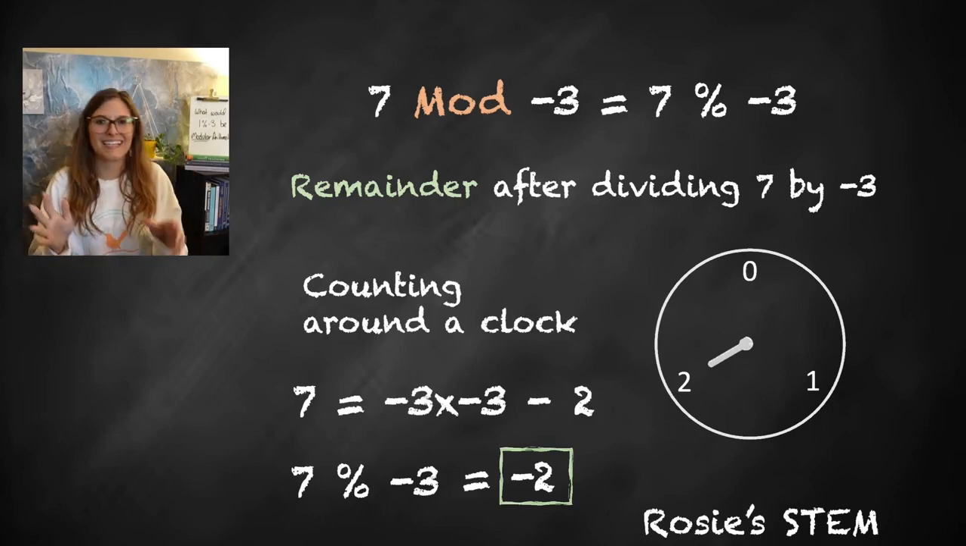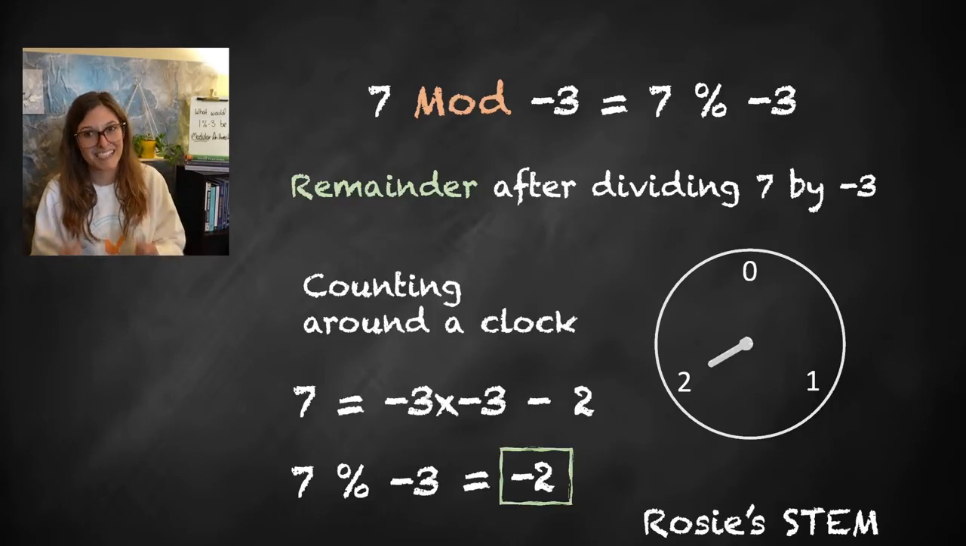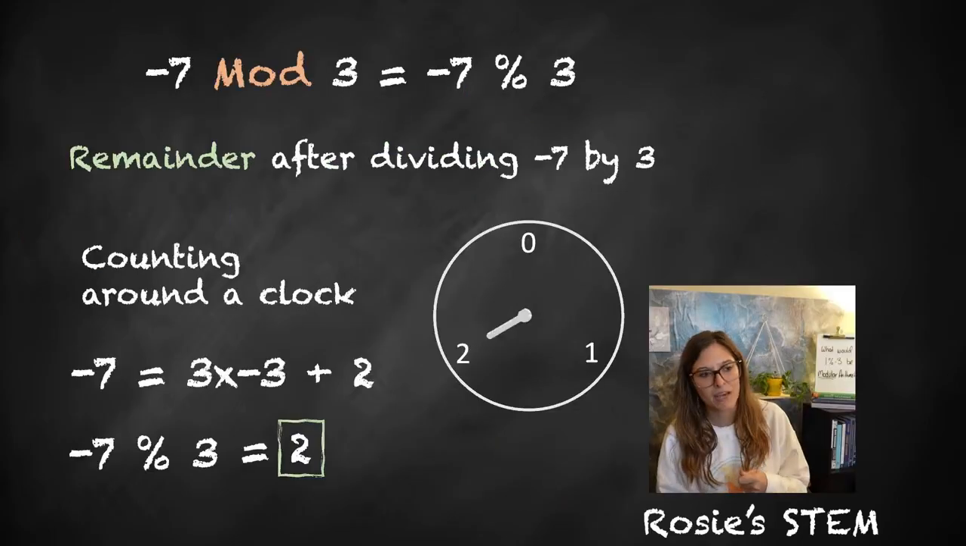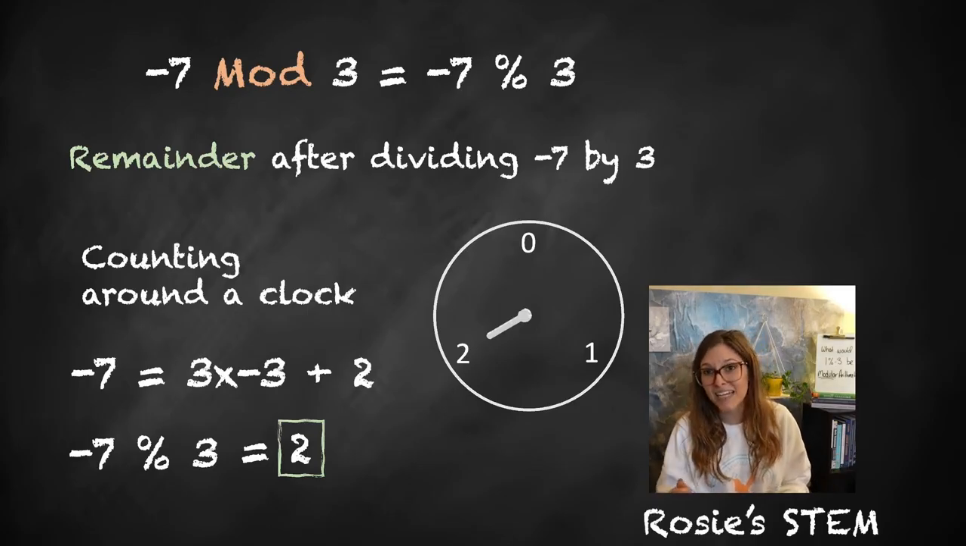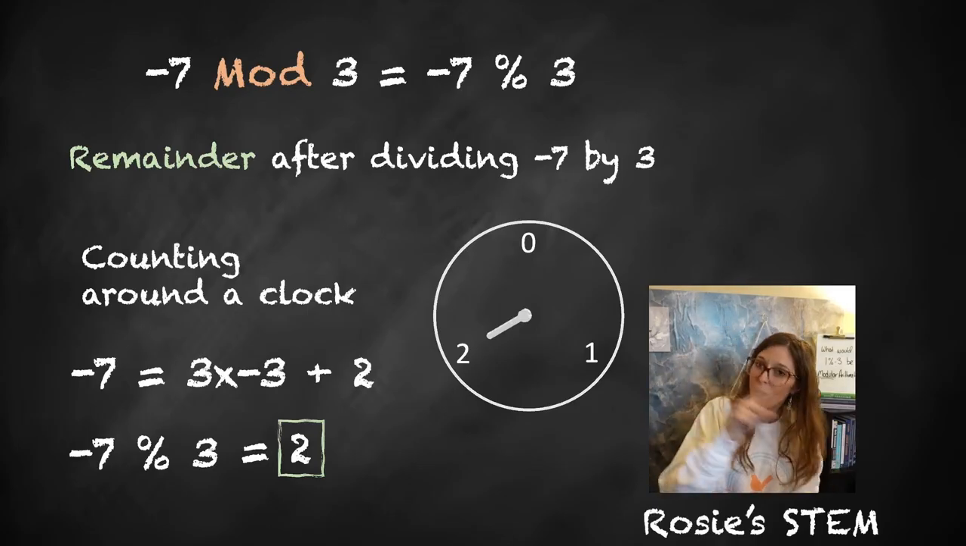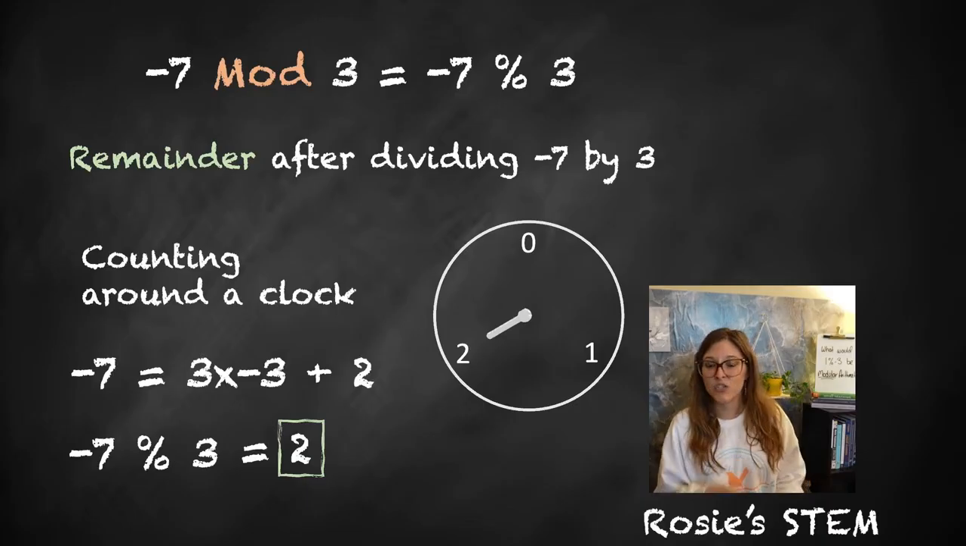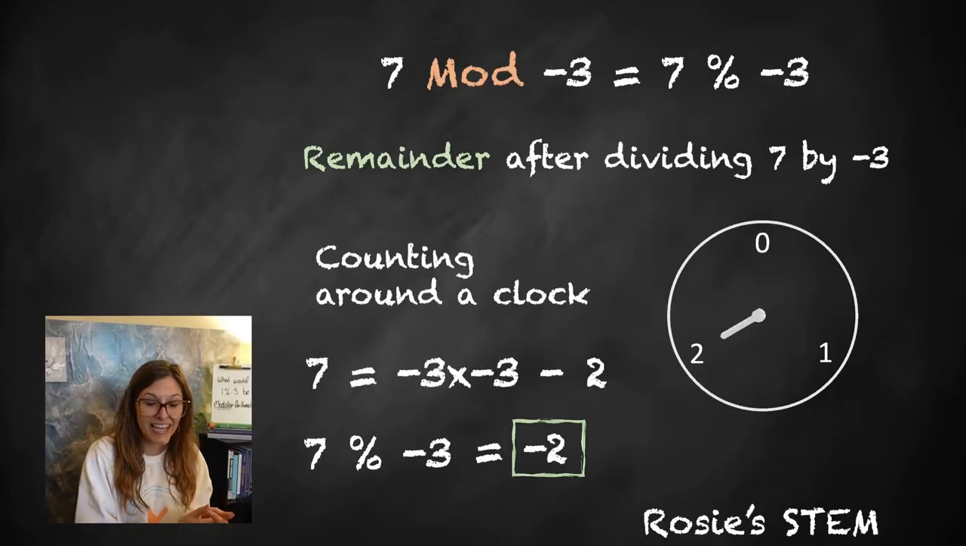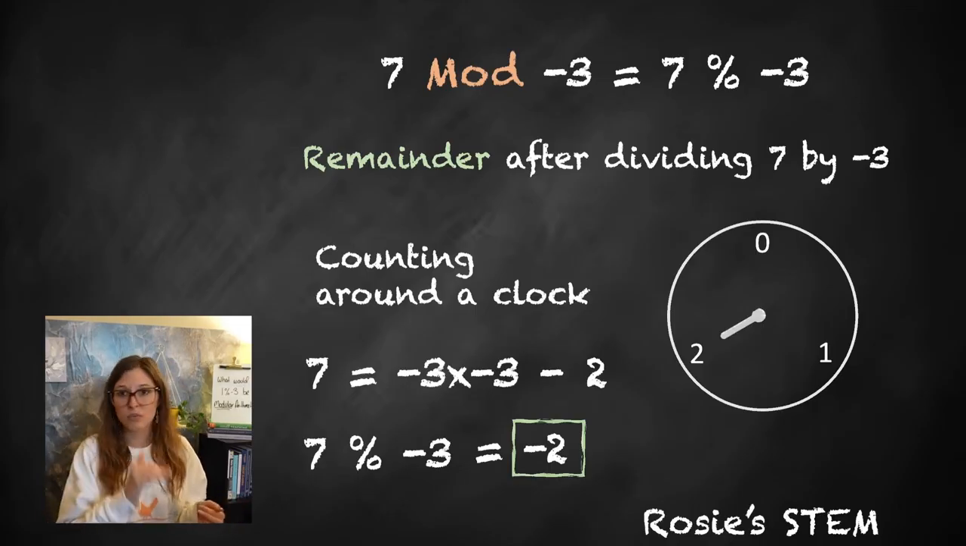So the key here is to remember that in Python, the remainder always takes the same sign as the divisor. With -7 mod 3, our divisor is positive. We count counterclockwise around our clock and end at 2, which has the same sign as our divisor, so the answer is 2. In this case, our divisor is negative. We count counterclockwise around the same clock, and we end up at 2, but we have to give the answer -2 to make sure it has the same sign as our divisor.